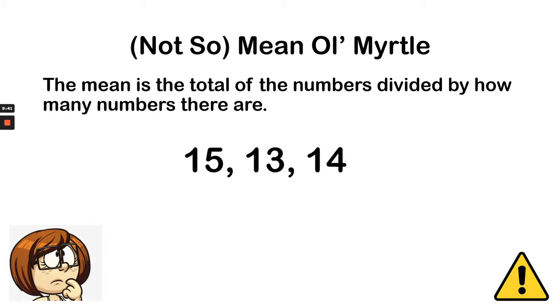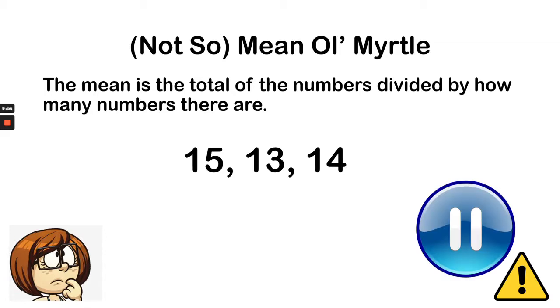All right, let's see mean in action. The mean is the total of the numbers divided by how many numbers there are. So we're going to add these numbers together, find the total, and then share it back out by how many numbers there are to find the mean. Pause your video and have a go.